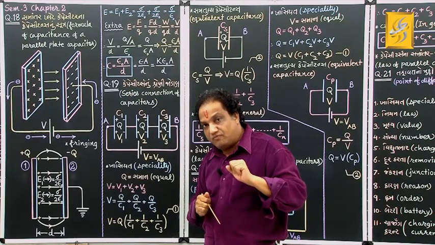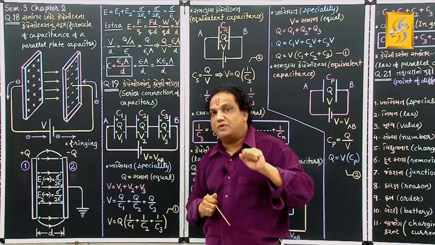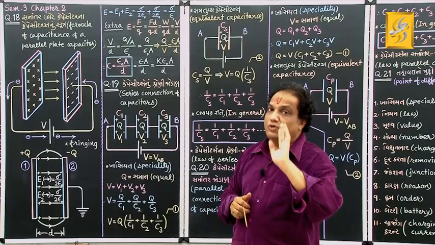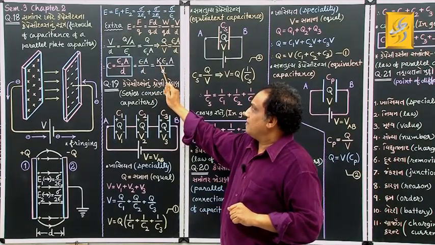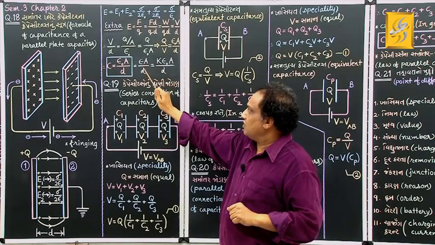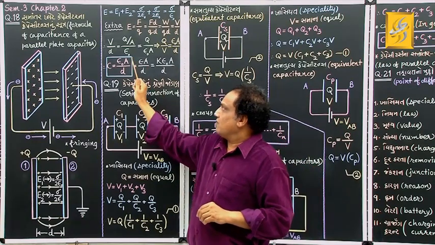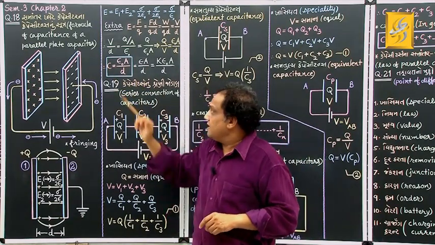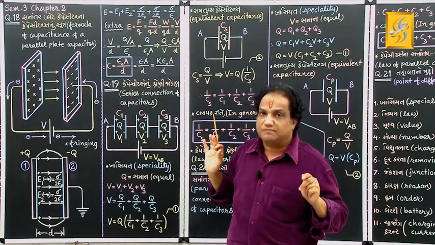And remember what was dielectric constant capital K? It was epsilon upon epsilon 0. So, what is epsilon from that? Epsilon 0 into capital K. So, in place of epsilon I am writing epsilon 0 into capital K, into A upon D as it is. Got it? Fine. This is the formula for parallel plate air or vacuum capacitor, and C equals to this is the formula for dielectric capacitor. Okay.